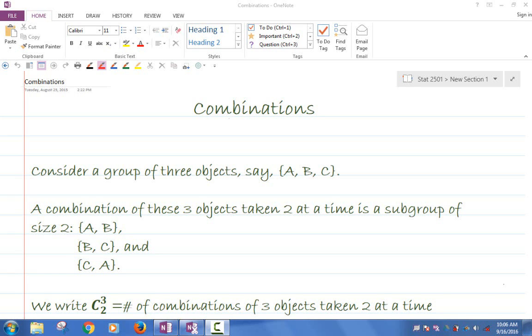Okay, so remember that if I have a group of three objects, A, B, and C, a combination of these three objects taken two at a time is just a subgroup of size 2. So what are the combinations of three objects, A, B, C, taken two at a time? Well, it's AB, BC, and CA, right? So the number of combinations of three objects taken two at a time is 3.